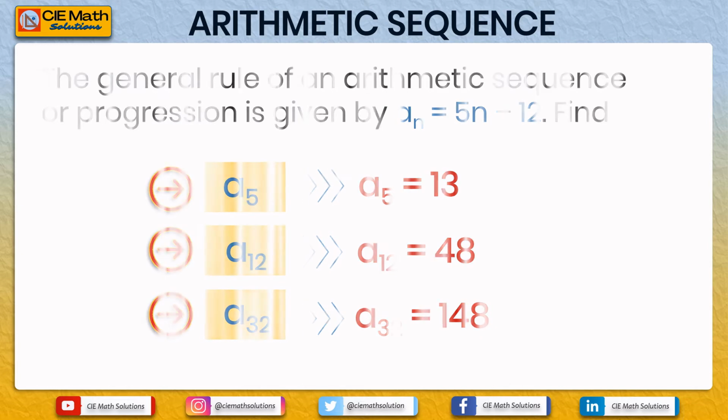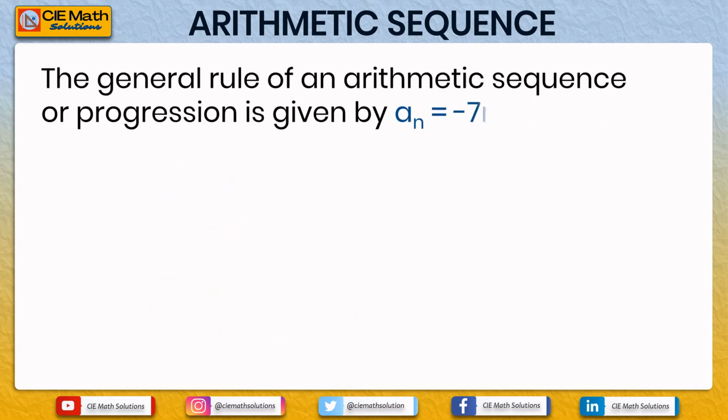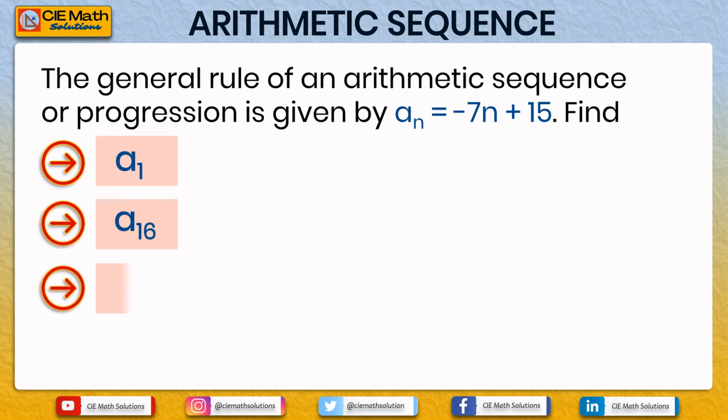Now it's your turn. The general rule of an arithmetic sequence or progression is given by a_n equals negative 7n plus 15. Find a_1, or the first term, a_16, or the 16th term, a_27, or the 27th term, a_42, or the 42nd term. Please pause the video for a while, then try to find the answers on your own first. When you are done, please press the play button and check if your answers are correct.